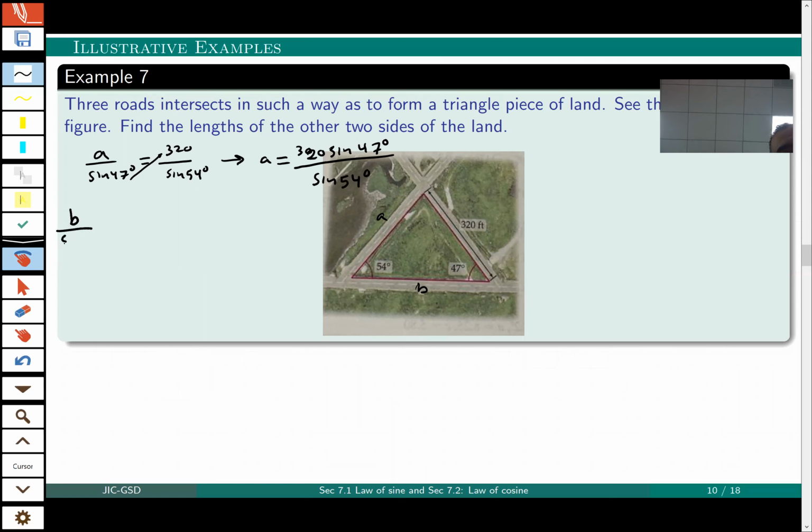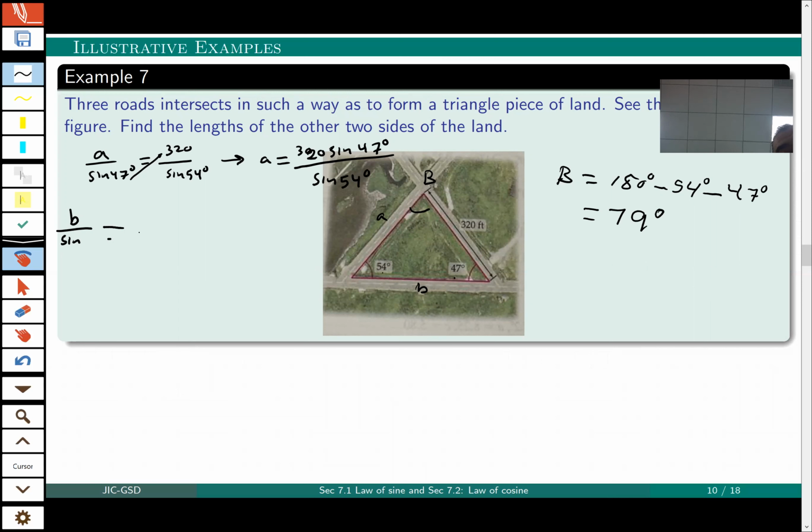Now, to find B, we will do the same thing. We will say B over sine opposite of B. If I know this is 47, that's 54. So what's the angle B? The angle B will equal 180 minus 54 minus 47. So I will have 180 minus 54 minus 47, so that is equal to 79 degrees.